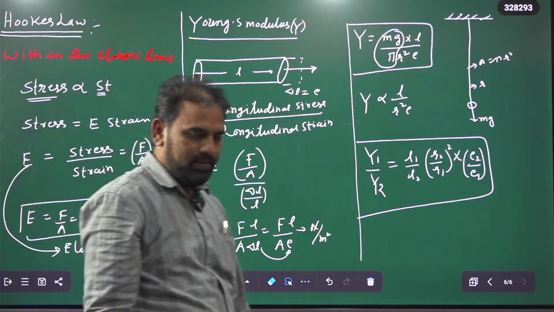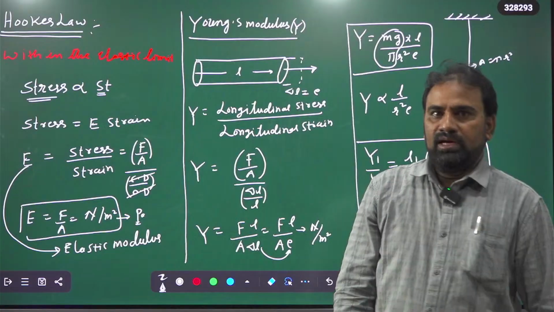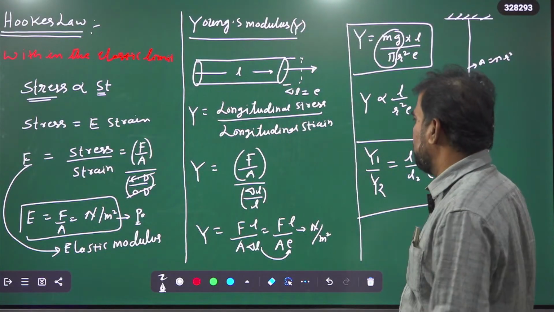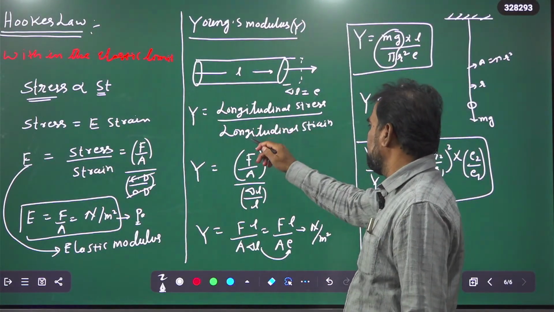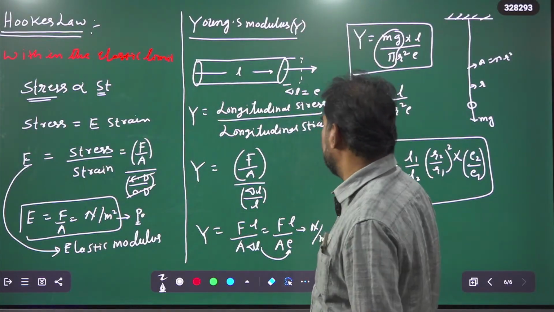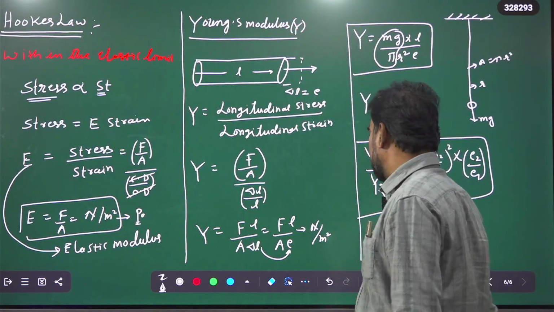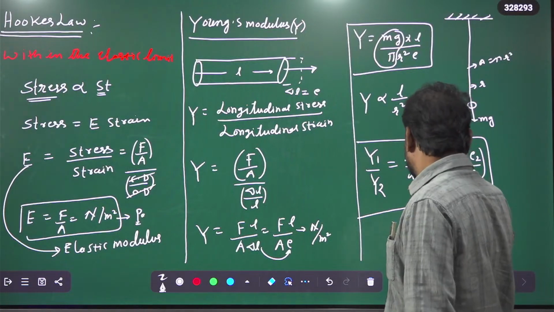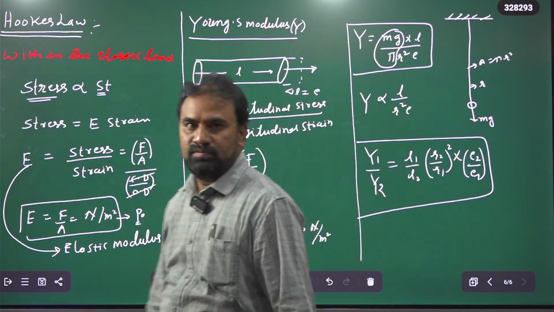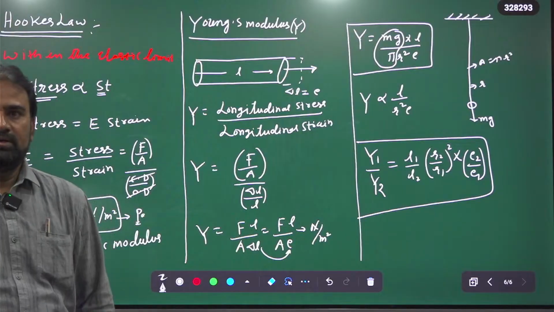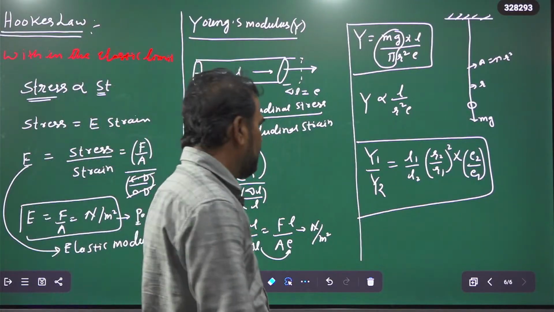Is it clear? What is Young's modulus? The ratio of longitudinal stress to strain is called Young's modulus, with units Newton per meter square. For different metals we should write in this form. Is it clear or not? Okay, right.